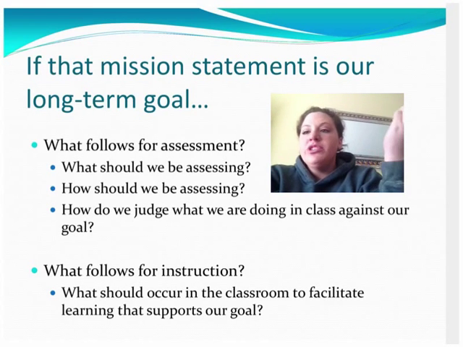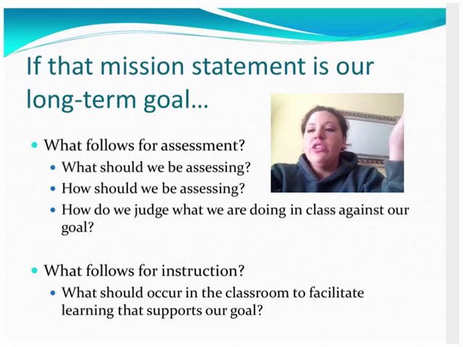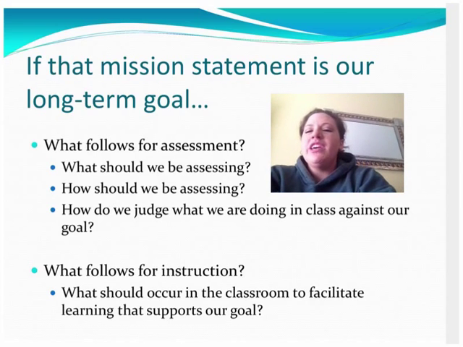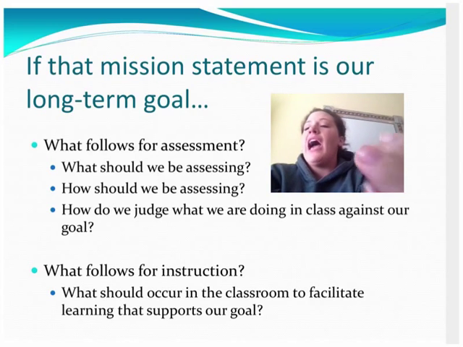So now that you have your mission statement written out, let's think about it this way. If that course mission statement is the long-term goal, the ultimate goal for our class, then we need to be thinking about, well, what does that mean for assessment? What are we going to assess? How are we going to assess it? And how are we going to be able to use those assessments to judge how the class is coming along as far as mastering the concepts and the skills that we're presenting?